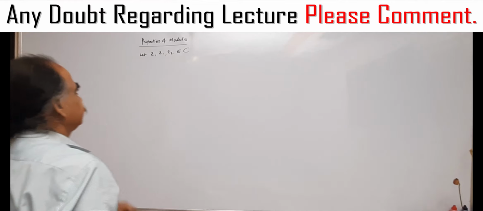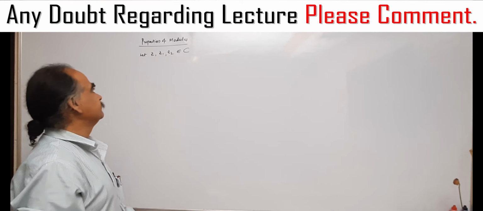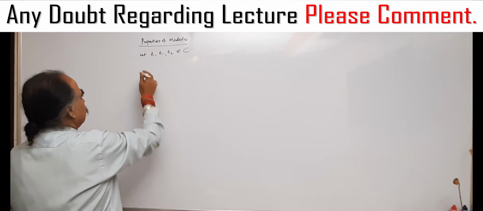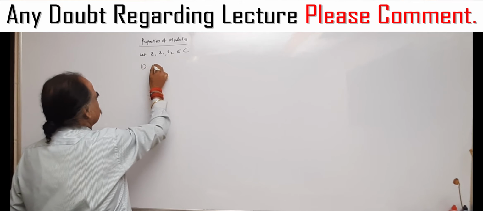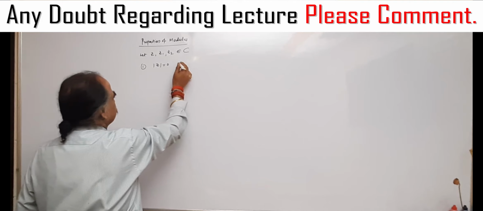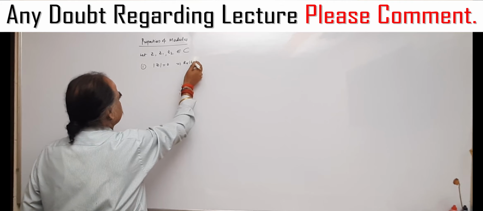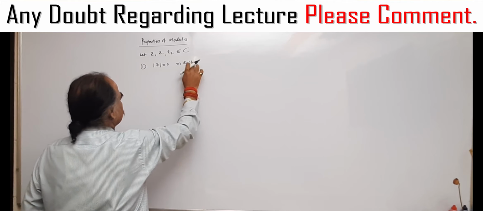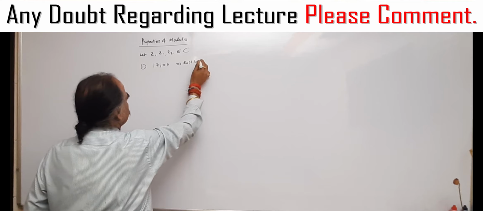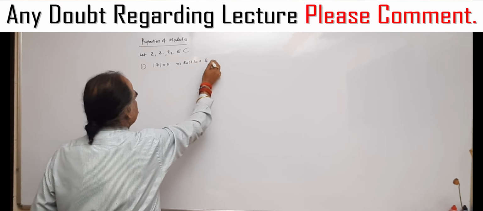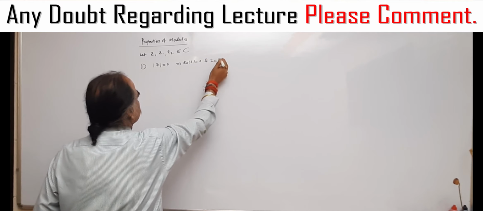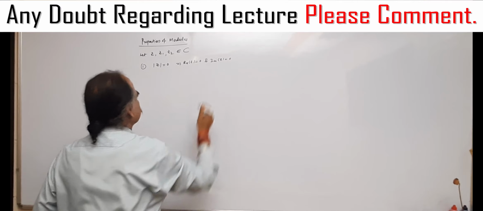Next is properties related to modulus. In this, the first one is mod z is equal to 0 implies the real part of z is equal to 0 and the imaginary part of z is equal to 0.